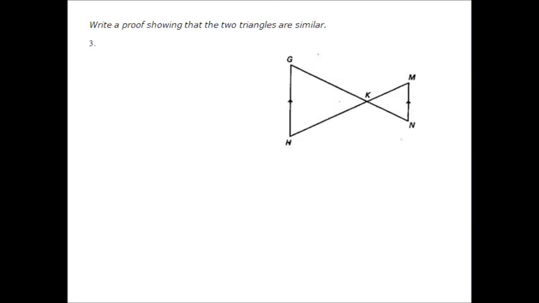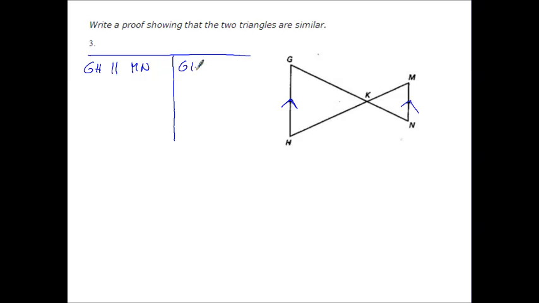Now let's write a proof showing that the two triangles are similar. When writing a proof, let's set up our table nicely. And first we want to write in anything that we have that's given. Do we have anything given? Doesn't look like that. Or do we? Let's look at our little parallel marks here. We are being given the information that GH is parallel to MN.